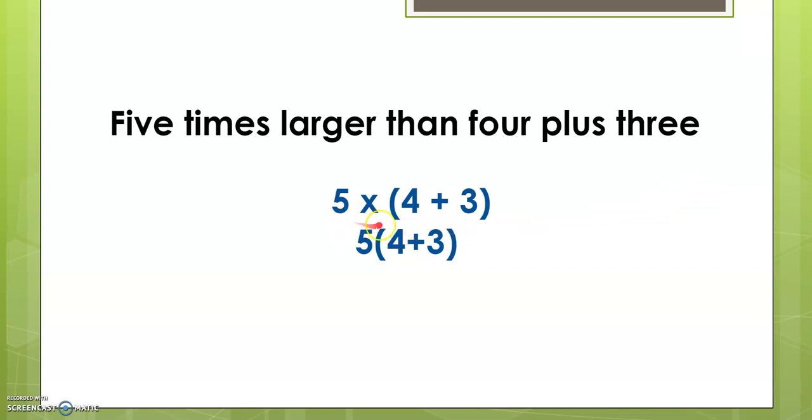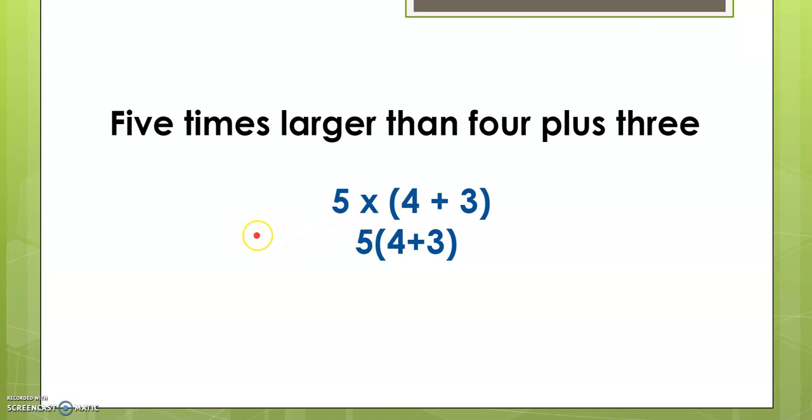You would write 5 times, parentheses, because you need to do this part first, 4 plus 3. You can also write the exact same expression, 5, parentheses, 4 plus 3. You don't necessarily need to put the multiplication symbol. You can write it either way. It means the exact same thing.